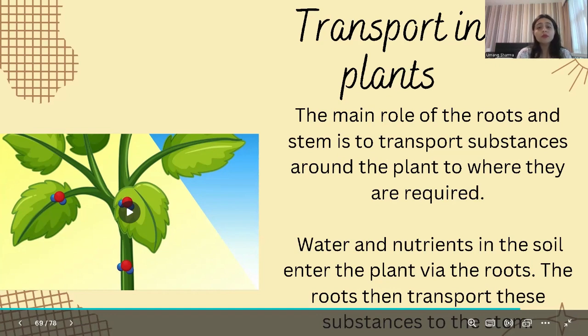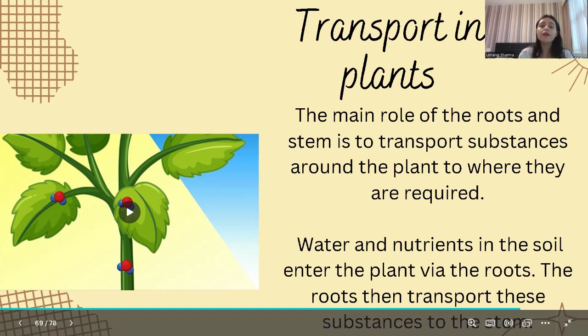All right. Here the main role of roots and stem is to transport substances around the plant to where they are required, in the branches, in the stems. Wherever the plant requires, the roots and stem help in transporting water and food through the plant body. So water and nutrients in the soil enter the plant via the roots. That is clear, right? That is why it is said to always water the roots in order to water the whole plant, because the roots create a suction.